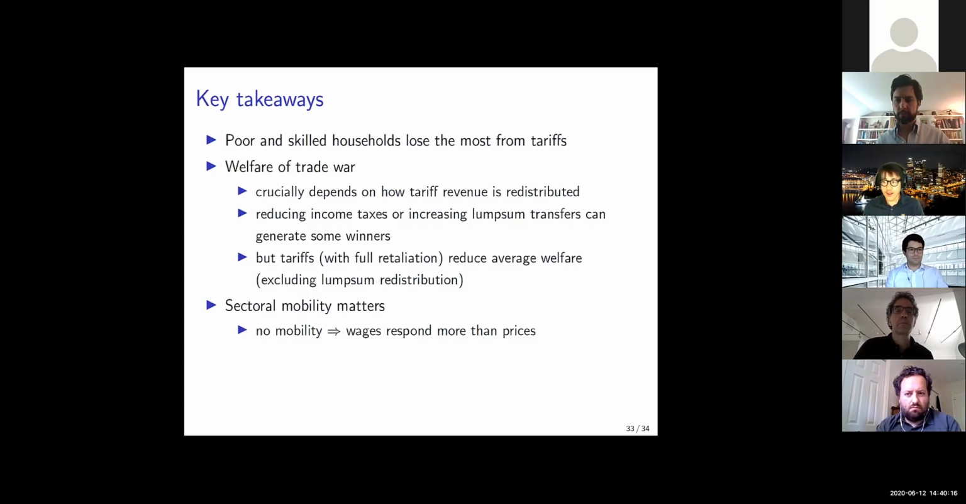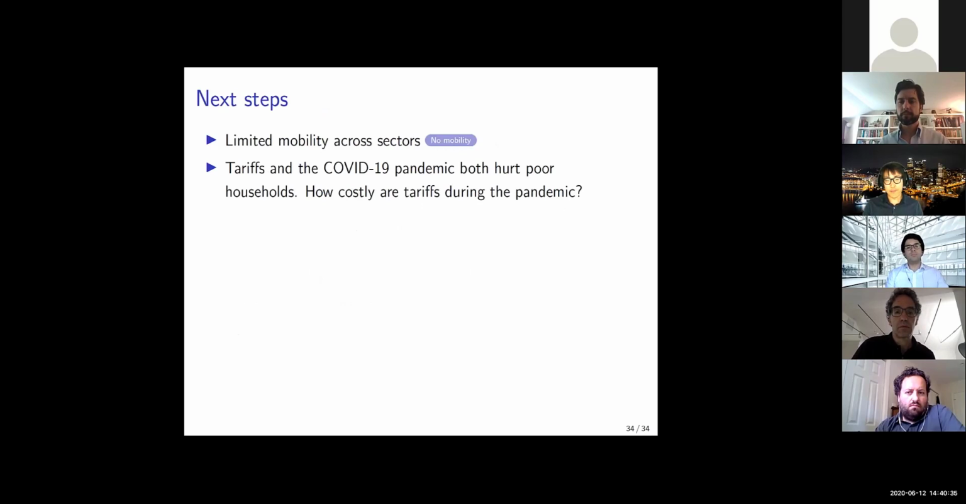So you have these very different aggregate dynamics, and the welfare losses are going to be much more concentrated on people in the tradable sector. But in terms of average welfare, it's actually kind of similar across these two extremes. As a preview of next steps, we're thinking about having limited mobility across sectors, since we've learned that the perfect mobility case and the no mobility case have very different consequences in terms of aggregates and the distributional consequences of welfare. That's something we want to explore.